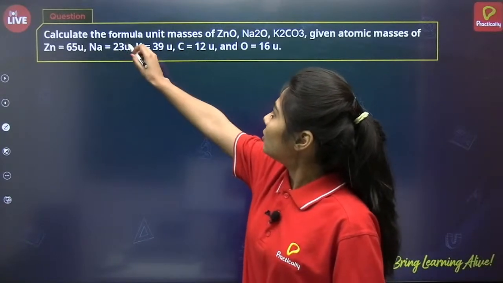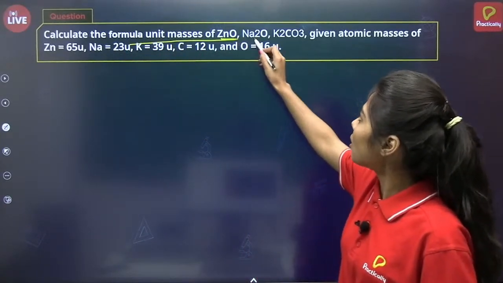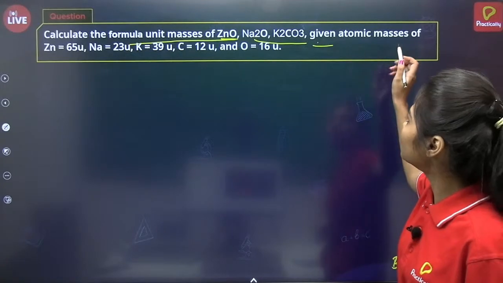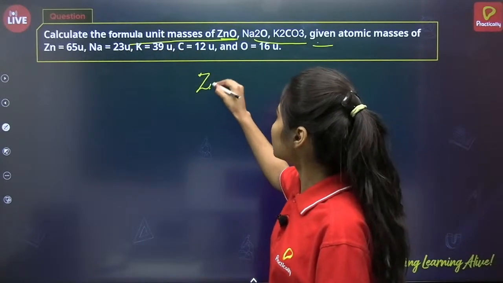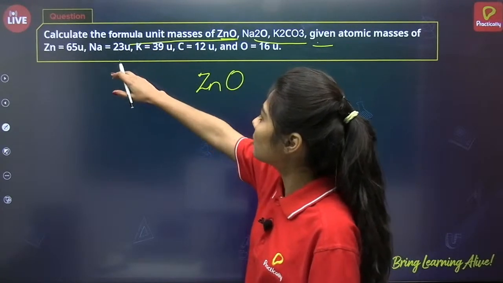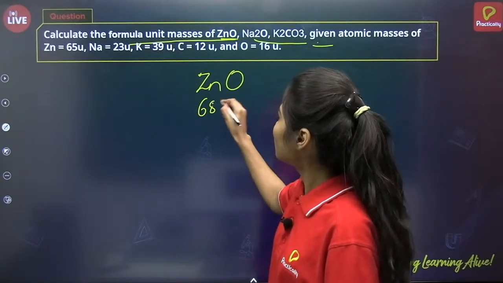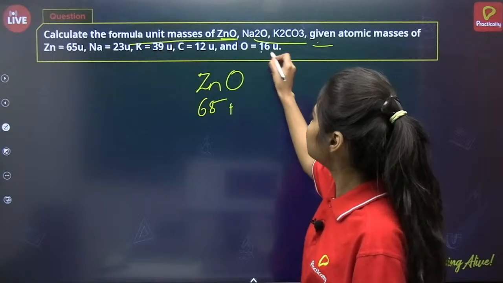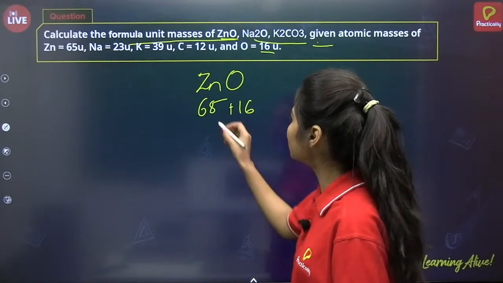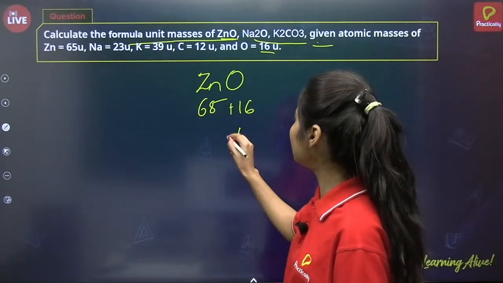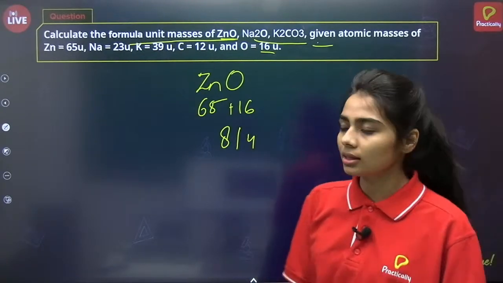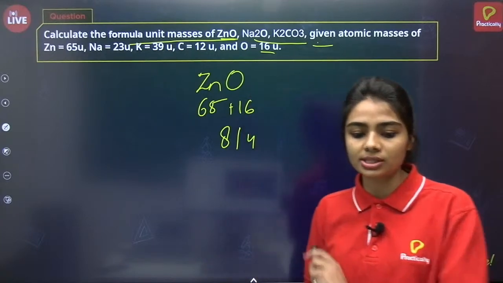Now calculate the formula unit mass for zinc oxide, Na2O and K2CO3 when the masses are given. For zinc oxide, the mass of zinc is 65. For oxygen, the mass is 16. So 65 plus 16 gives me 81 u. This is the formula unit mass for zinc oxide.